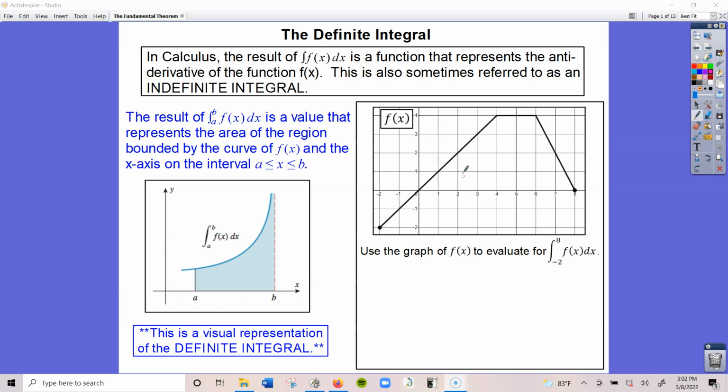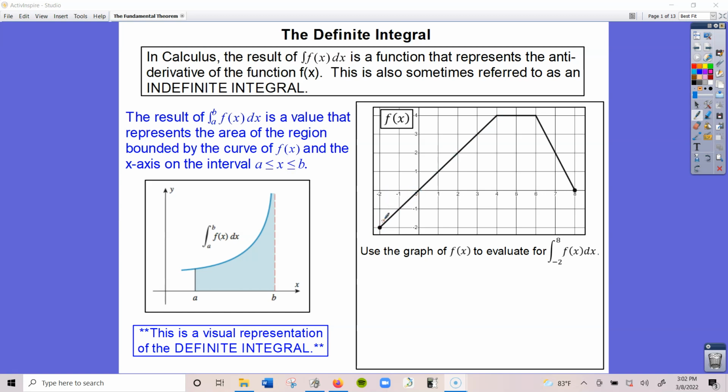So let's have a look at what that looks like and how we can go about solving it. Here we have this f of x, and we're going to use the graph of f of x to evaluate the integral from -2 to 8 of f of x. Notice that this is my function here. When you integrate it, I don't have an equation, so I can't apply what we did in our previous lesson. So we need to find the area. The area, again, is that which is from the function to the x-axis.